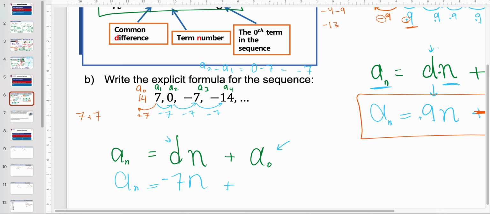And you can double check. See, from a0, which is 14, to go to a1 you have to minus 7, and that's correct. Okay, so a0 is going to be 14, and this is the explicit formula. This is it. Now let's go to the next idea.